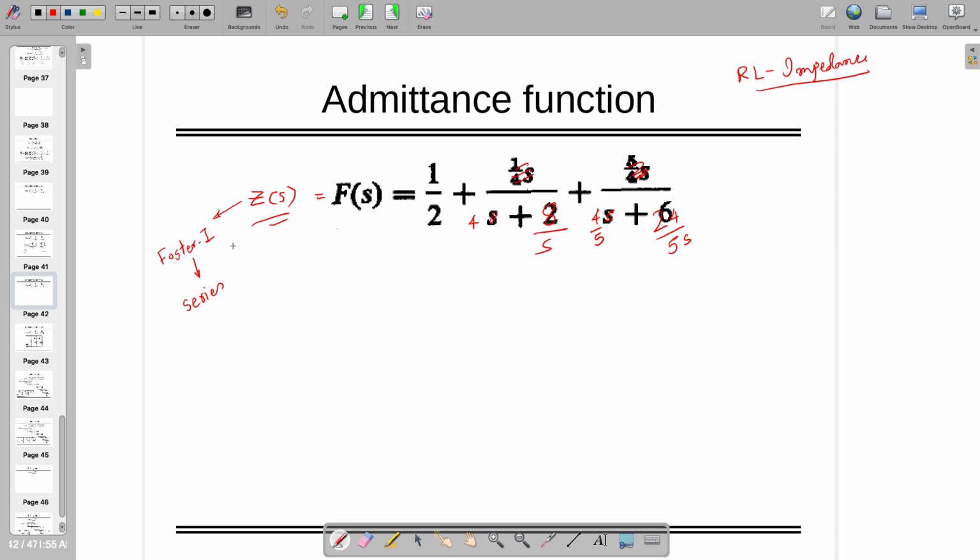By looking at a single pole, you can see that it has to be RL or RC. If the function looks like this one, then you know that there should be LC, and you have to check all the properties of LC. Right? So this has to be resistor, capacitor, and sorry, inductor.